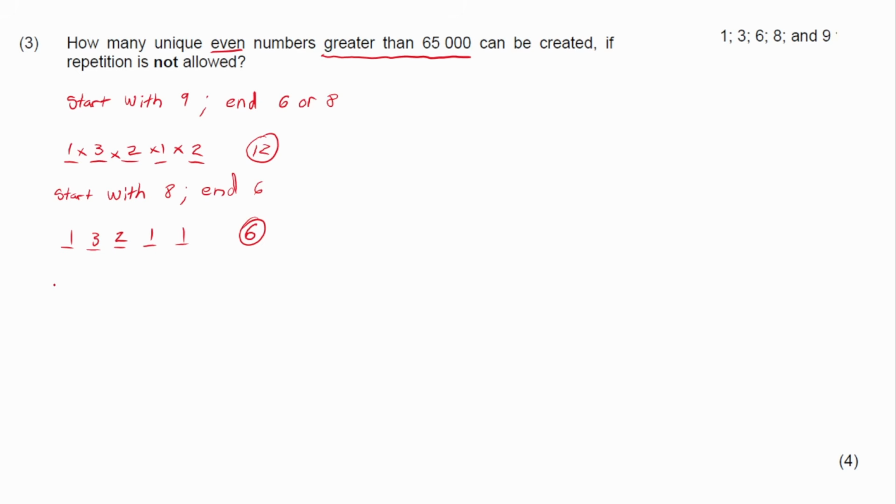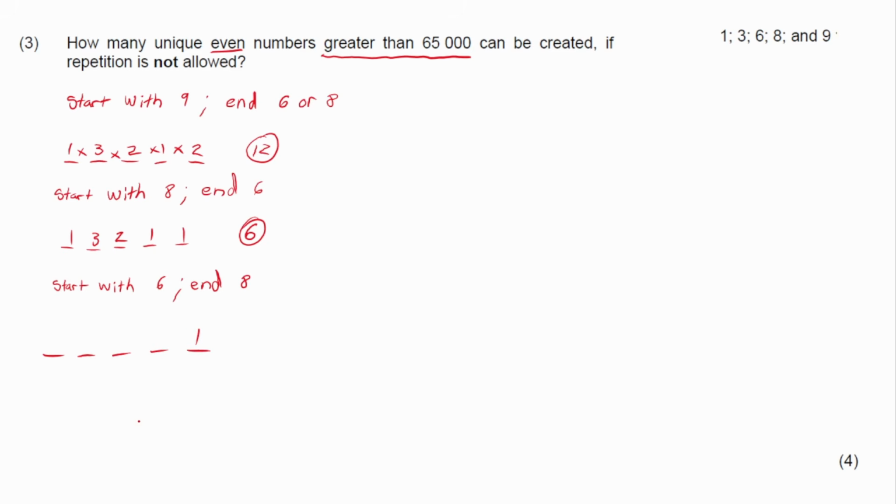Now we need to be a bit careful. Let's say we start with 6. We have to end with an 8. But not all numbers that start with a 6 will be bigger than 65,000. For example, if we have a 6 and then a 3, that's immediately not bigger than 65,000. So we need to consider that. But let's see how it looks when we do placeholders.